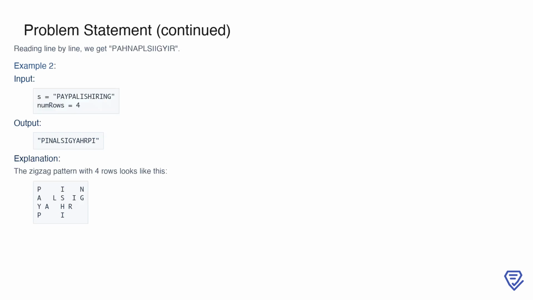Now, let's consider another example with the same string, PAYPALISHIRING, but this time with 4 rows. When arranged in a zigzag pattern with 4 rows, the letters fall into a different arrangement. The first row has P, I, and N, the second row has A, L, S, I, and G, the third row has Y, A, H, and R, and the fourth row has P and I. If you read these rows line by line, you get the output string PINALSIGYAHRPI. This demonstrates how the arrangement changes depending on the number of rows specified.